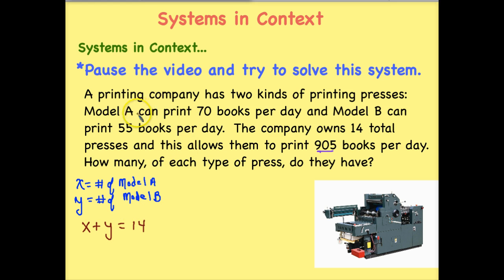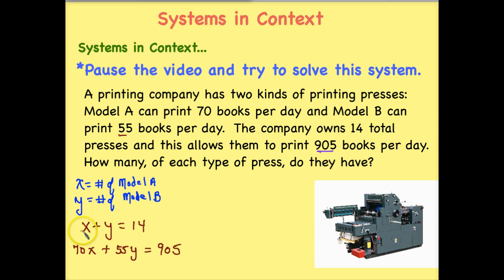Now, we know that Model A can print 70, so if we take 70 times however many Model A's we have, plus Model B can print 55, so plus 55 times however many Model B's we have, we are going to end up with a total of 905 books that we print per day. Now that we have our equations, how can we solve this?